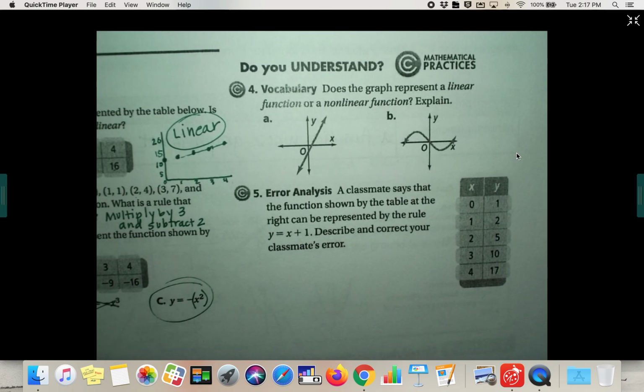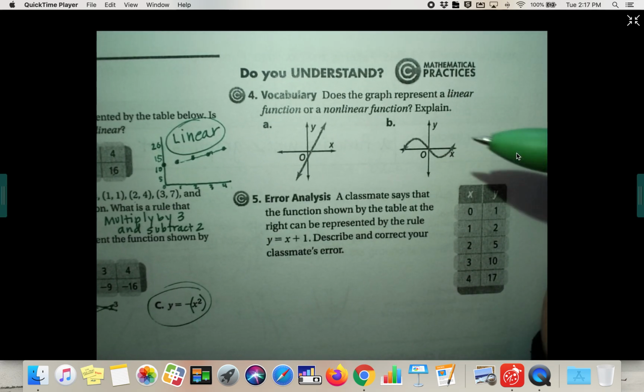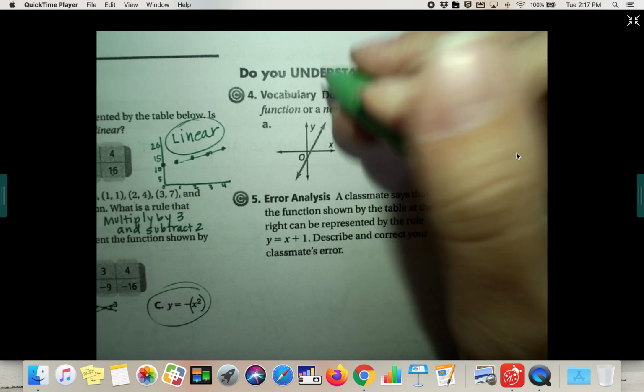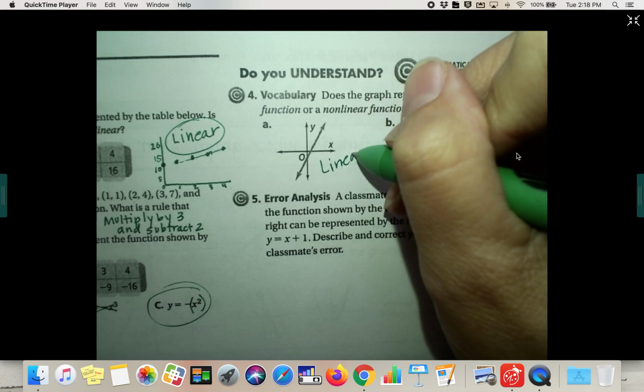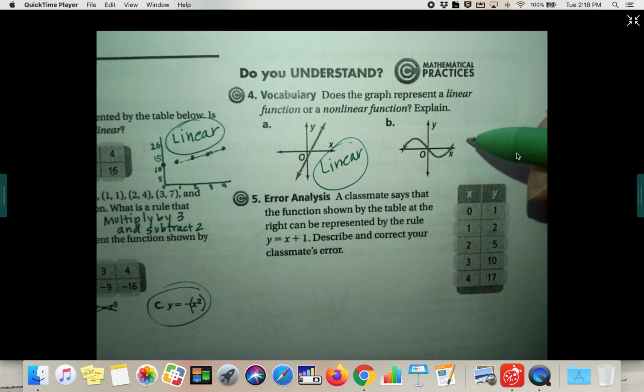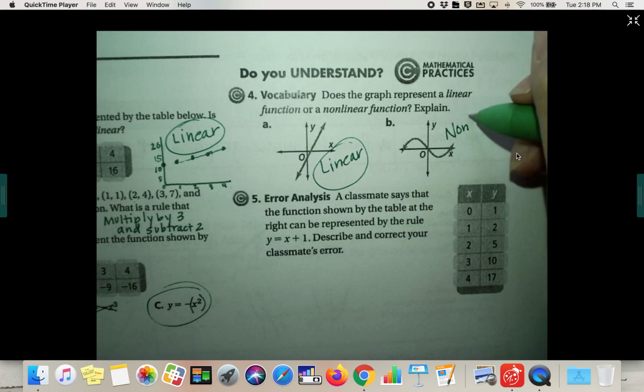All right, the last few are super easy. We're just asking linear or nonlinear. Obviously, that's a straight line, so it is linear. That is not a straight line, so it is nonlinear.